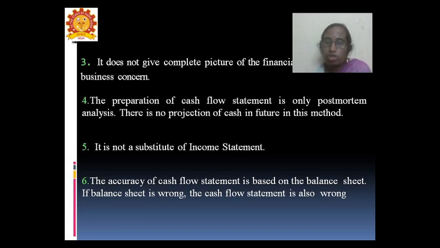So when the balance sheet has many errors, or some unrectified errors, or malpractices and fraudulent things are recorded, it will give a wrong picture of the cash flows.